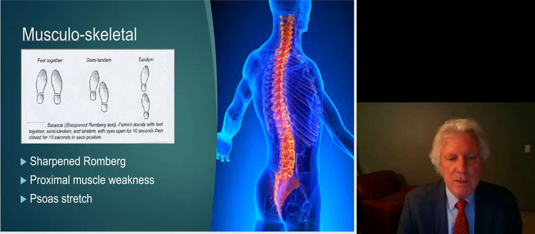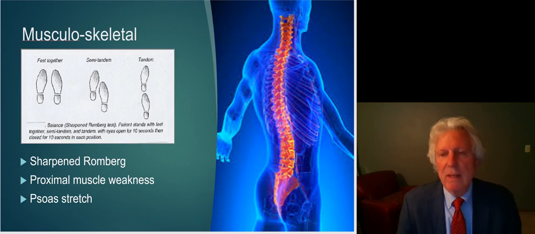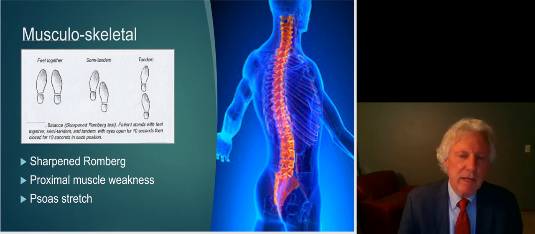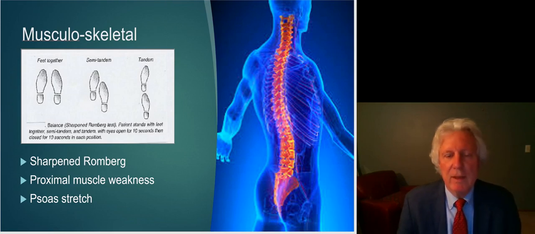You also want to measure proximal muscle weakness, so doing things like a shoulder shrug or a leg lift. I also like to test for psoas stretching, so that measures the hip extension, and you'll be amazed, if you apply this to your practice, how many people have limited flexibility in their hip extension, as reflected by psoas spasticity.